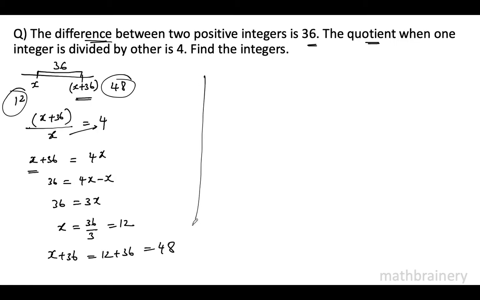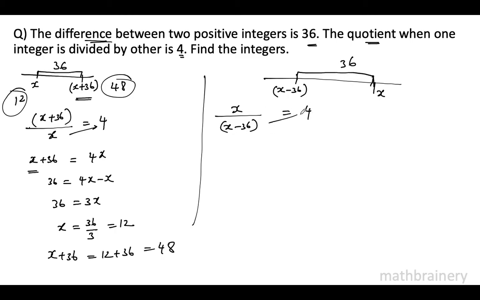Well, we can also solve the same problem in a different way. That is, if I take the same number line, I have two integers on the number line such that the difference between these two integers is 36. If I assume the bigger number as x, then what should be the smaller number? The smaller number must be x minus 36. Okay. Now, the quotient when one integer is divided by the other is 4. So, the quotient when I divide the bigger number by the smaller number, I get 4.